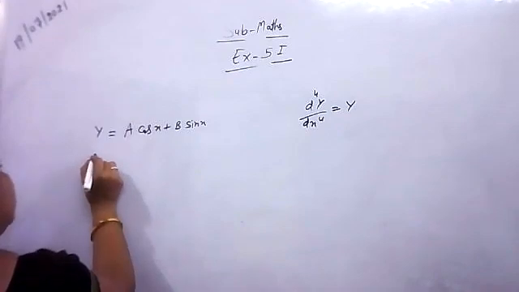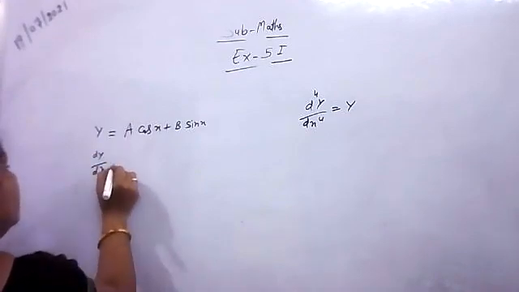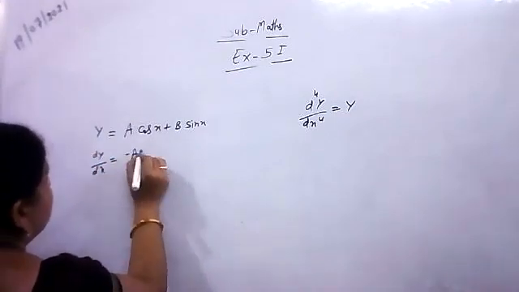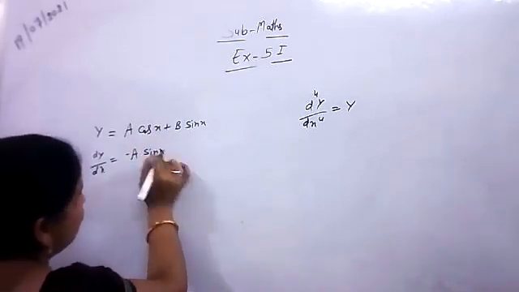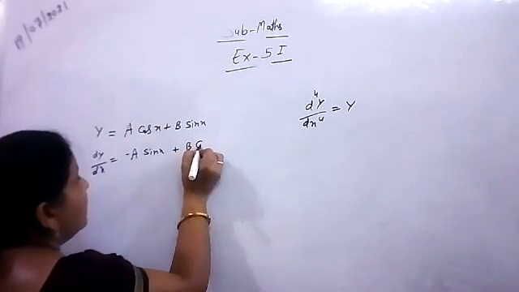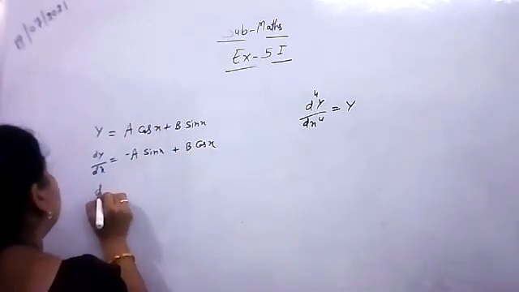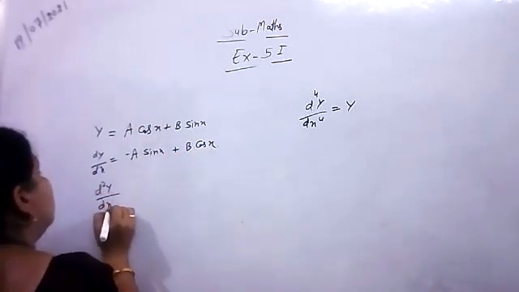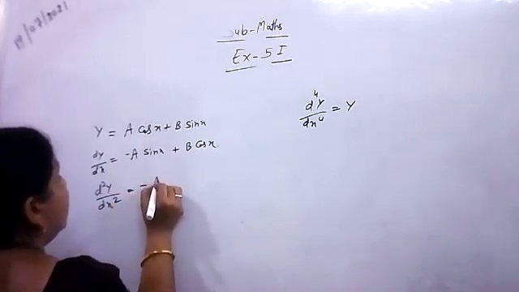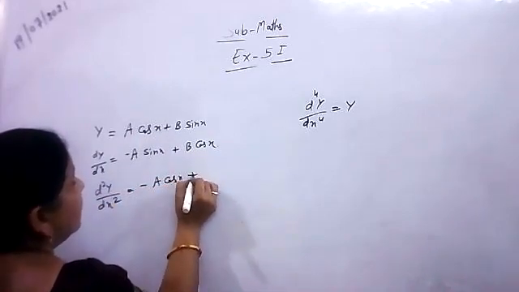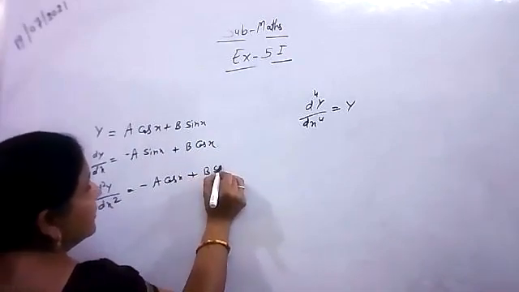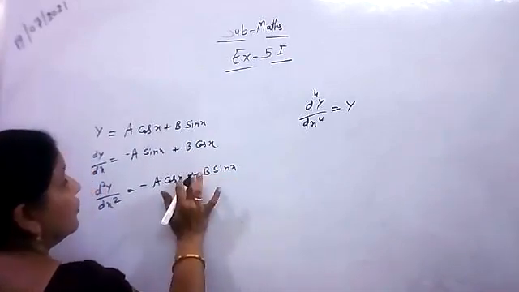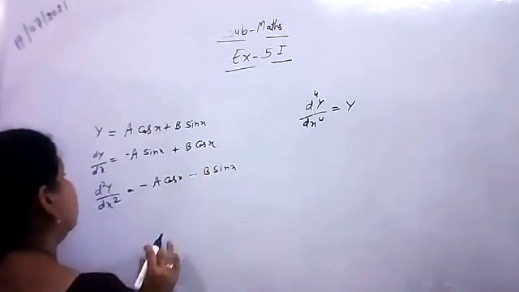So first we find dy upon dx. The differentiation of sin x is cos x, and of cos x is minus sin x, so dy upon dx equals minus a sin x plus b cos x. Now again differentiate. So here it is minus a cos x, and b times minus sin x, so we take minus here.